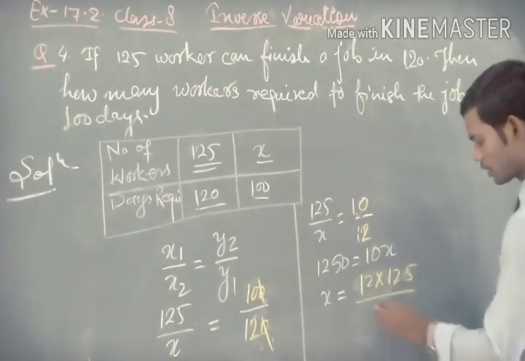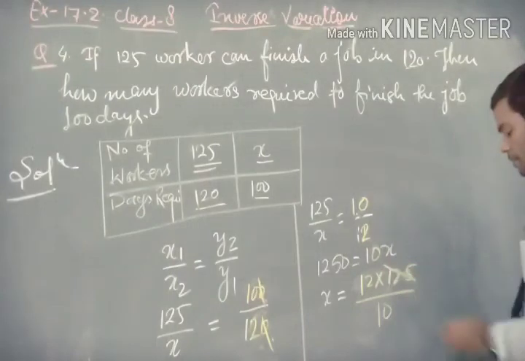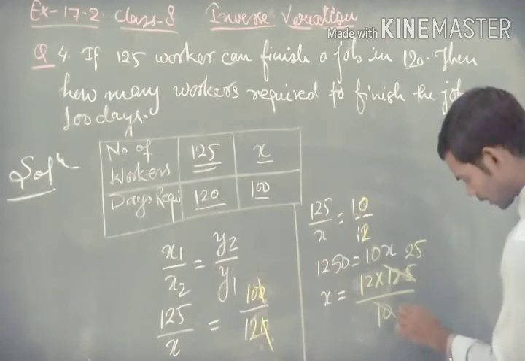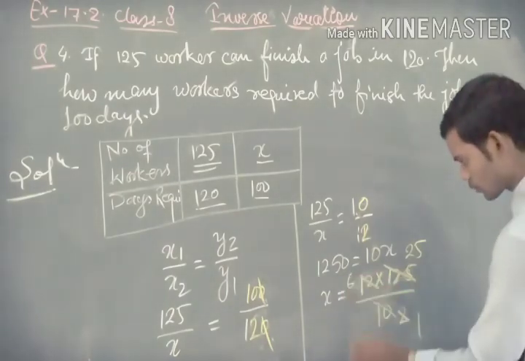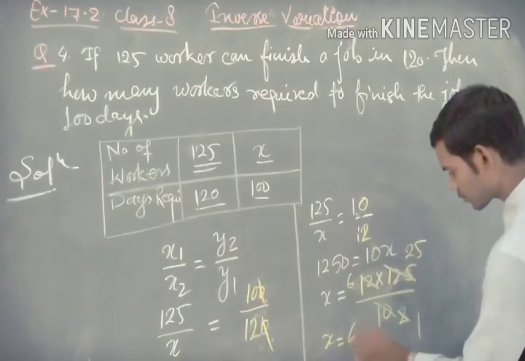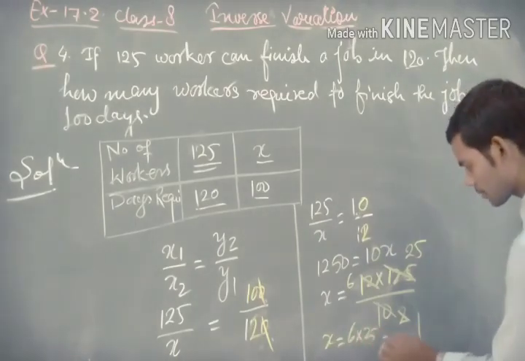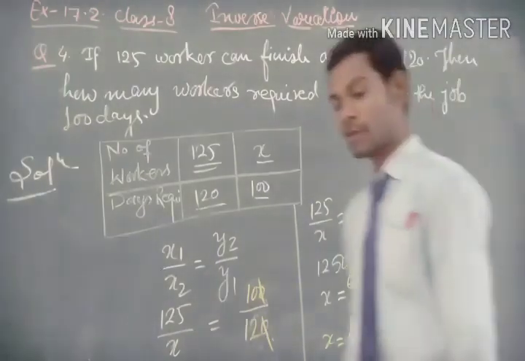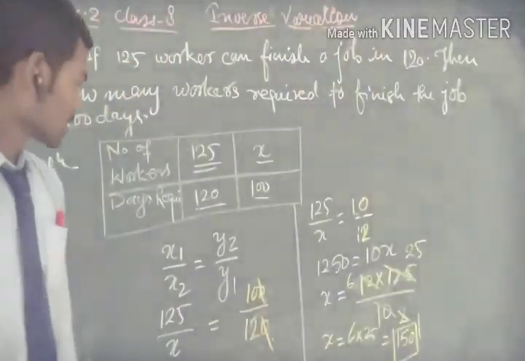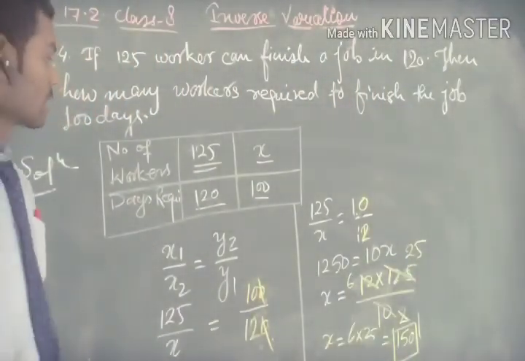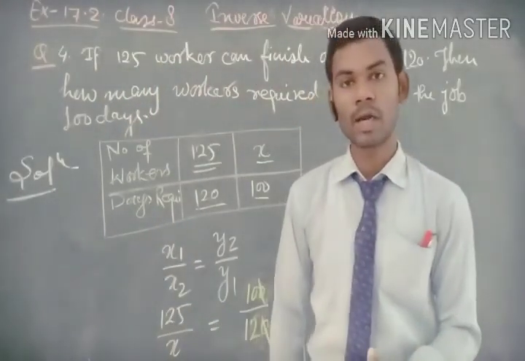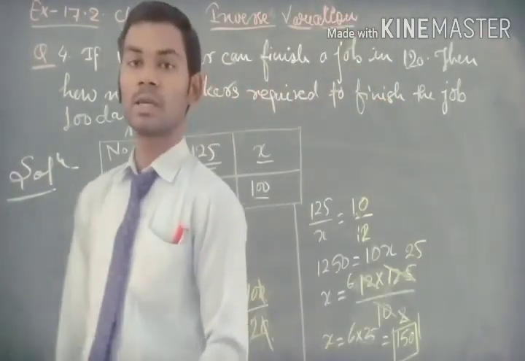125 upon 10. So here 5 5s are 25, and this will be 5 to the 10, 2 1s are 2, 2 6s are 12. So x is equal to 6 multiplied by 25, and this will be 150. So here we get the value of x2 is 150. So here 150 workers are required to complete the job in 100 days.